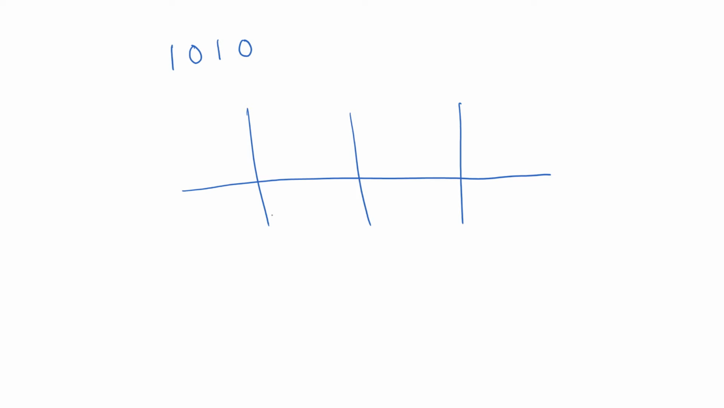And on top, we write out the powers of 2, starting with 2 to the 0, which is 1, 2 to the 1, which is 2, 2 to the 2, which is 4, 2 to the 3, which is 8. Do you see how this is really converting a base 2 number system into a base 10 number system? The powers we raised are really just counting up from 0 in our base 10 number system.